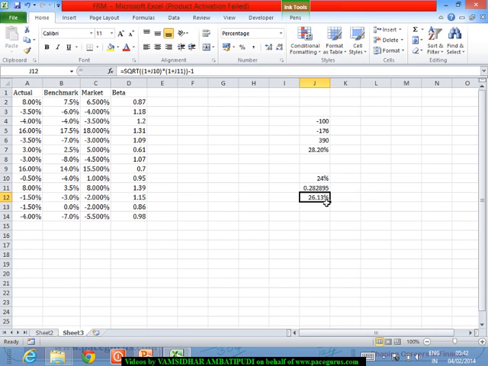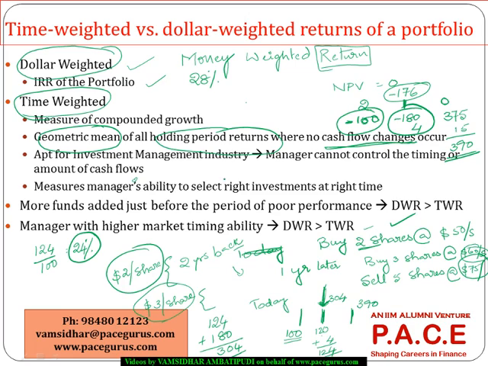Now the question arises, will this time weighted rate of return always be lesser than the money weighted? No. Especially when I see the timing of the cash that got added. This is the time in which the cash got added. Now, if the security performs really extraordinarily during this period, then time weighted return will be much higher. So more funds added before a period of poor performance, in that case, the dollar weighted rate of return is greater than time weighted.